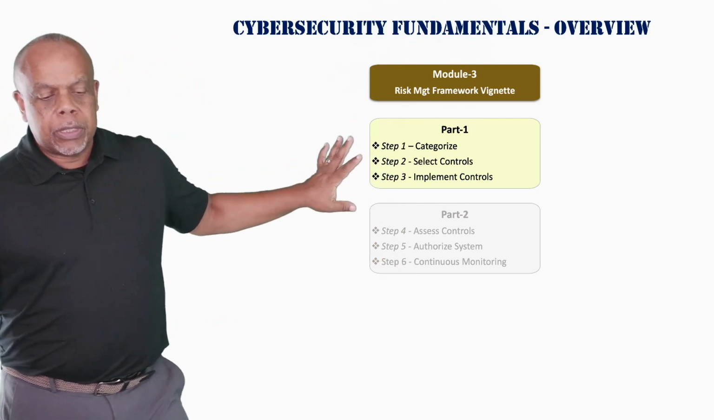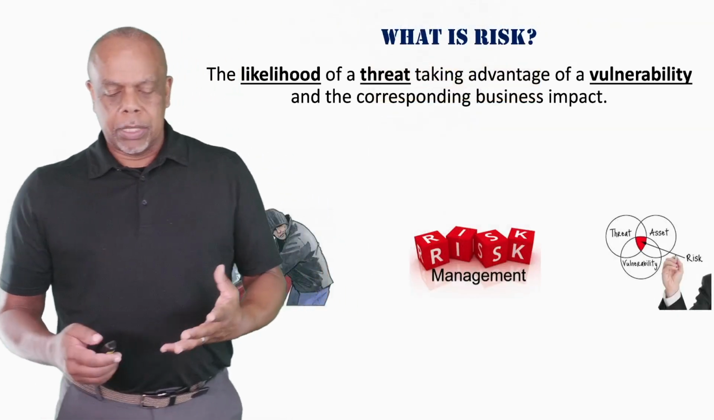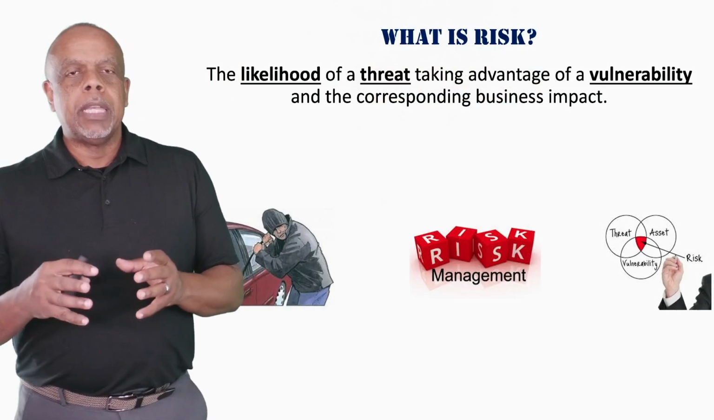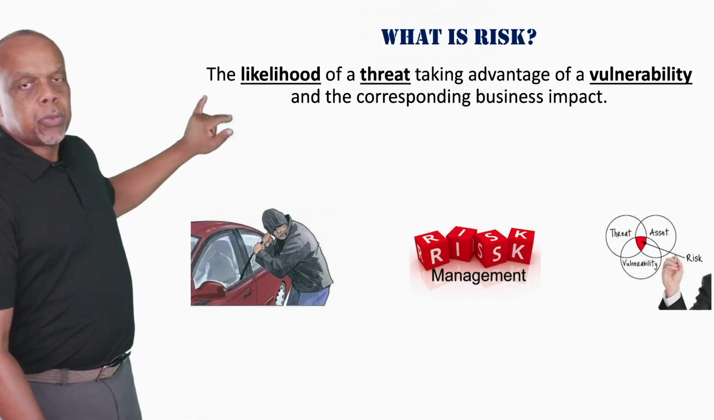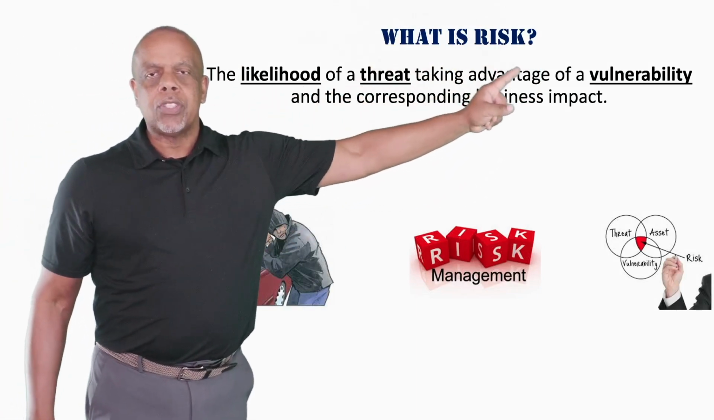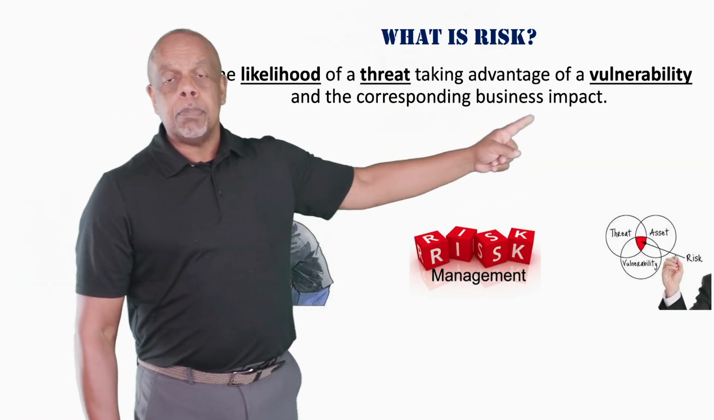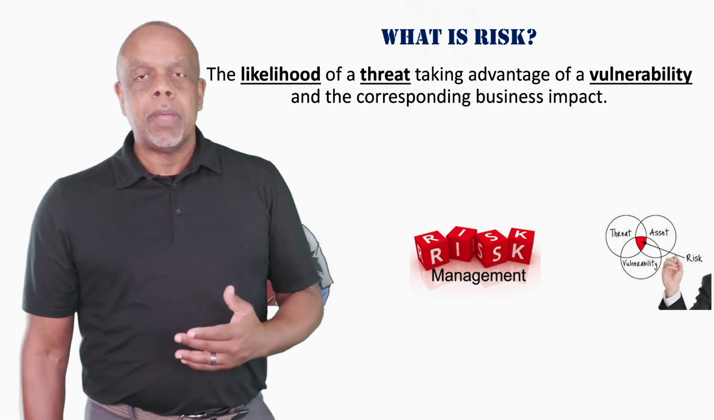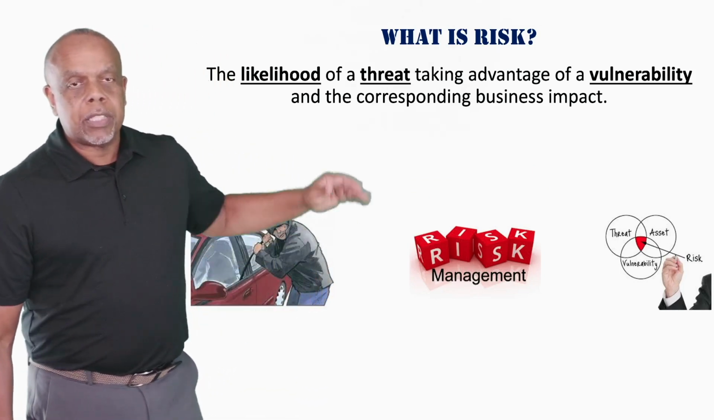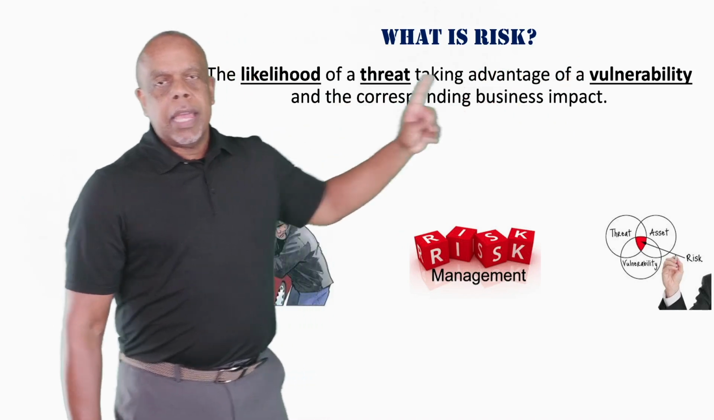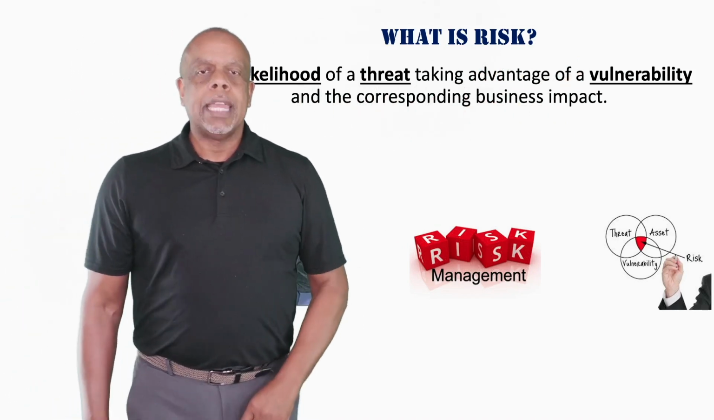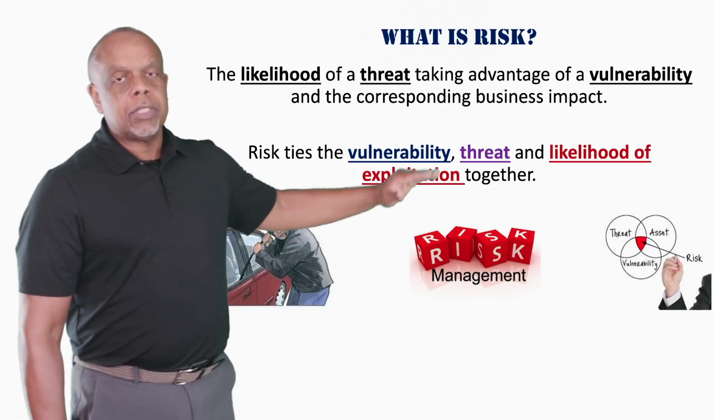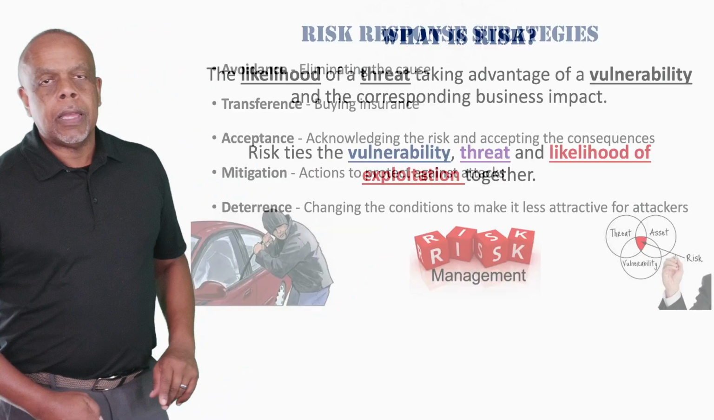So to help explain this process, it takes us back to risk. Everything we do in security is based on risk. And just a little refresher, what is risk? The likelihood of a threat agent taking advantage of a vulnerability and the corresponding business impacts. Whether it's somebody breaking into your car or someone trying to steal some type of information, it's all based on risk. It's based on the threat, it's based on the vulnerability, and what is the likelihood of exploitation. Risk ties all of those together: vulnerability, threat, likelihood of exploitation.